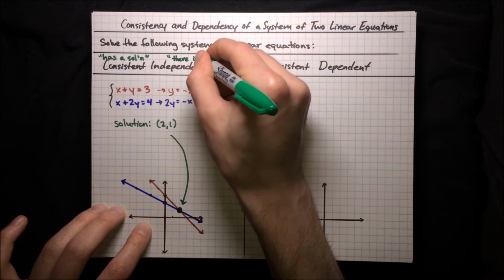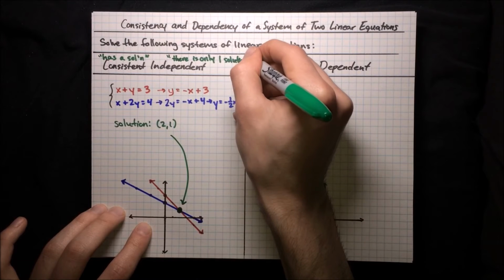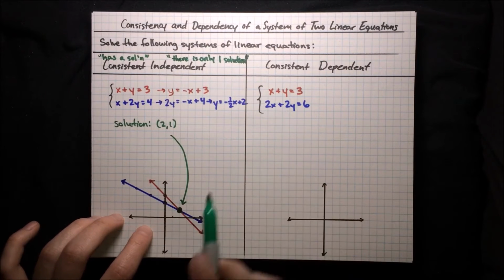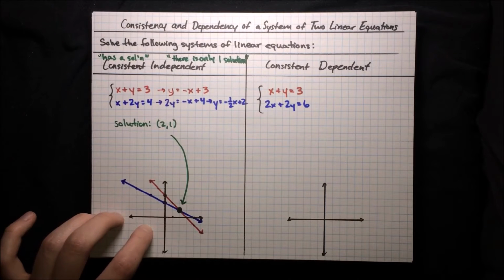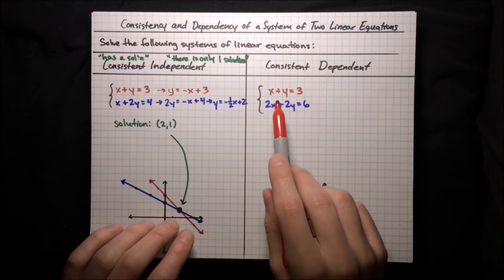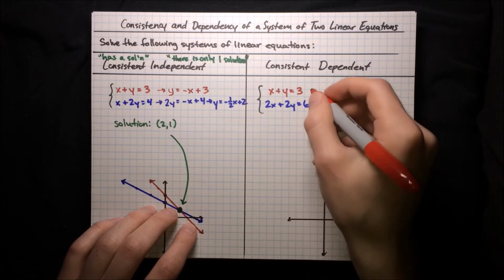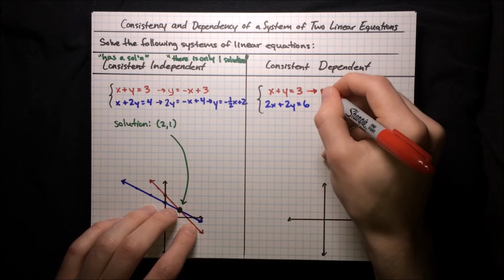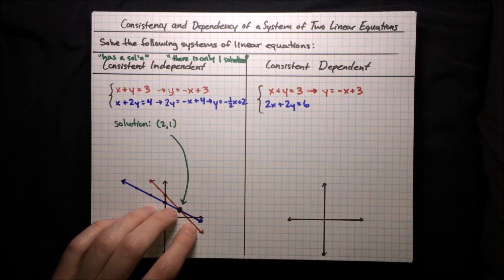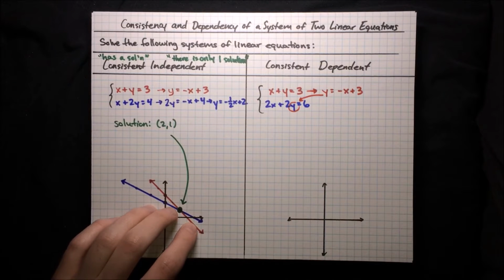So let's write down, there is only one solution. Okay. Now let's take a look at the next system, x plus y equals 3 and 2x plus 2y equals 6. Why don't we try to solve this system? Let's just do substitution. So we'll solve for y in this equation. Like before, we'll get y equals negative x plus 3, and then we'll just plug that y in for this y here.